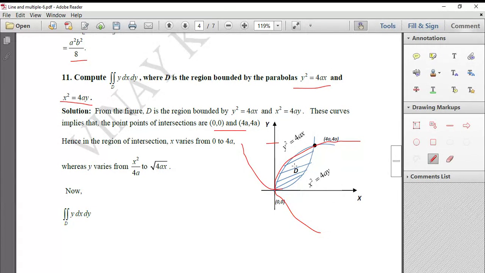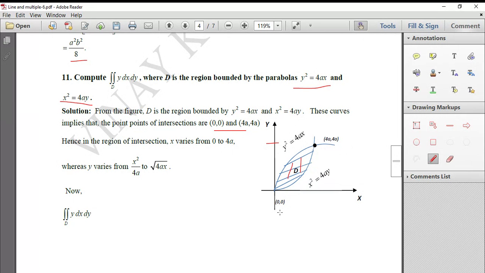So you're getting two parabolas. One, this one, another one, this one. Now you have to consider the region bounded between these two parabolas. So by seeing the picture, we can easily identify this is the region which is bounded by this. That is this region, isn't it? This region D is the region bounded by the parabolas x square equal to 4ay and y square equal to 4ax.